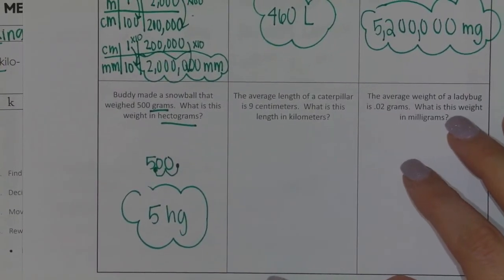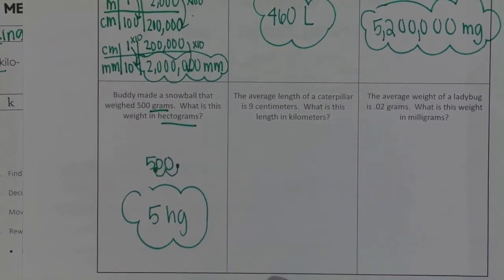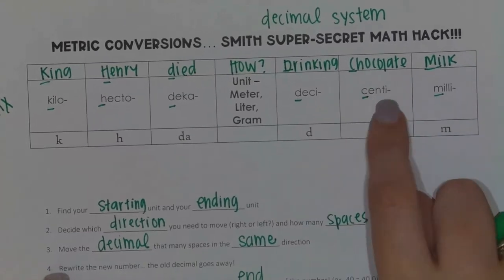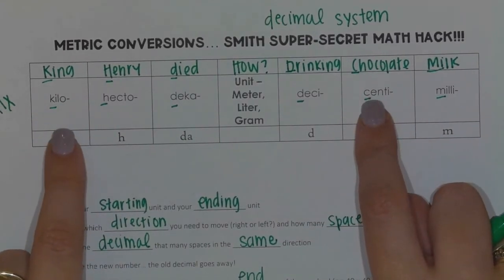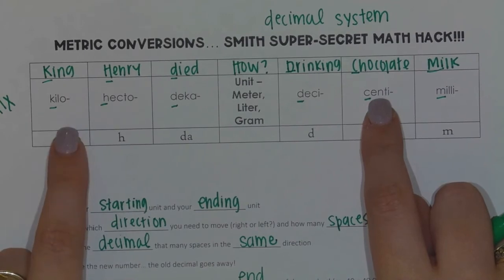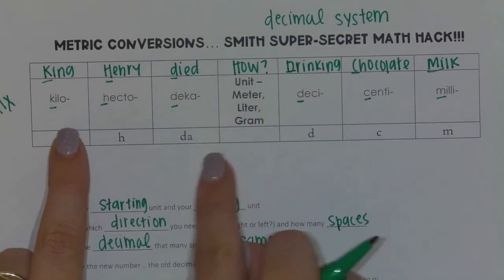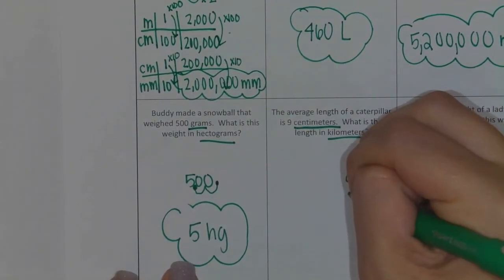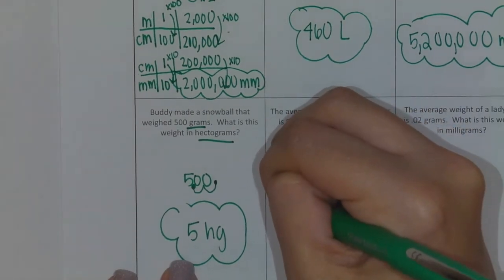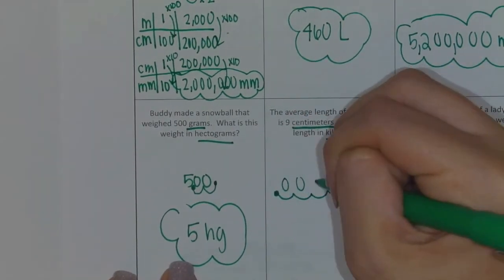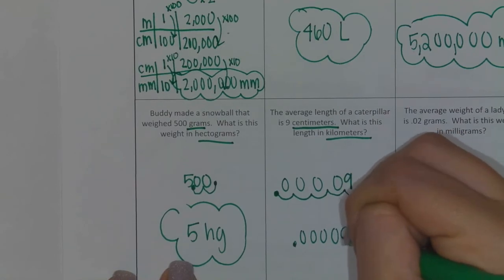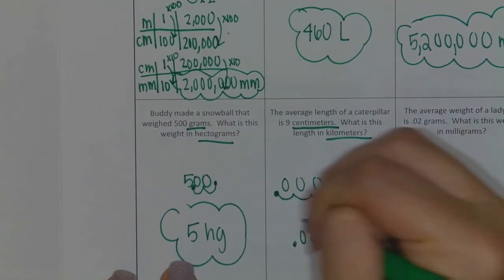Our next one, the average length of a caterpillar is 9 centimeters. What is this length in kilometers? So I'm trying to go from centimeters to kilometers. So centimeters is right here. Kilometers is all the way over here. So if I start at centimeters and I move to kilometers, that's moving to the left. So that would be 1, 2, 3, 4, 5 spaces to the left. So here we go. I'm going to write my 9, put my decimal at the end, and I'm going to move 1, 2, 3, 4, 5 spaces to the left. All of those blank spaces need some zeros. So I get 0.00009 kilometers or km.